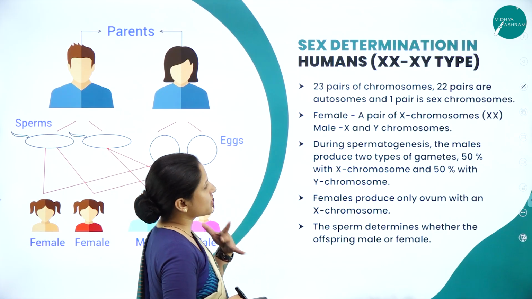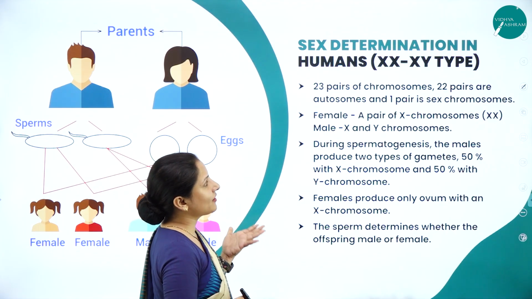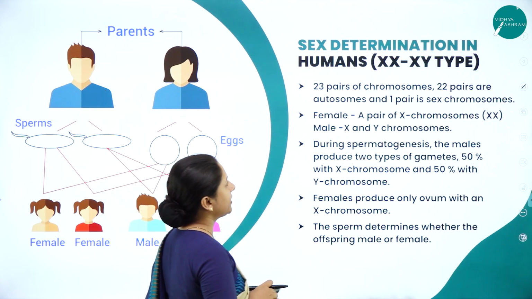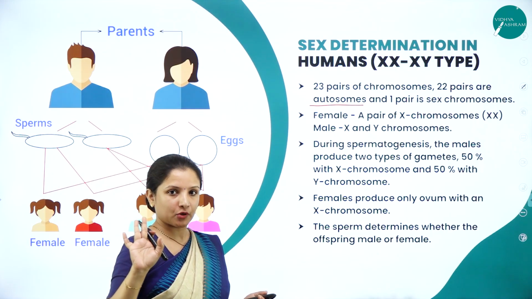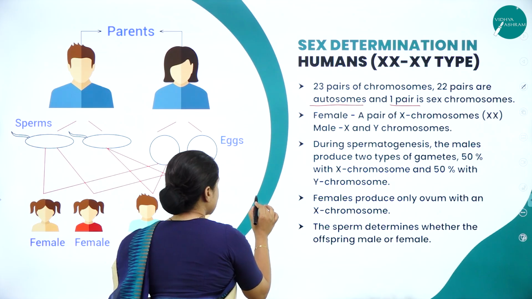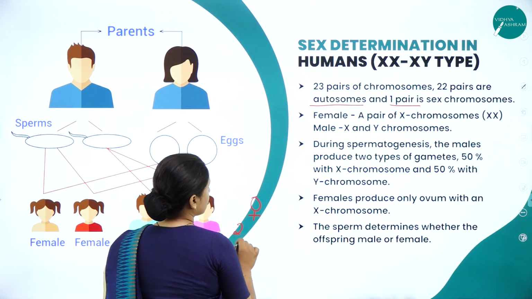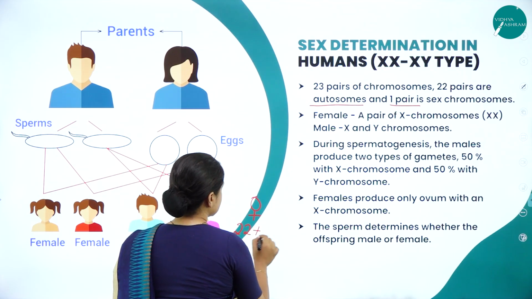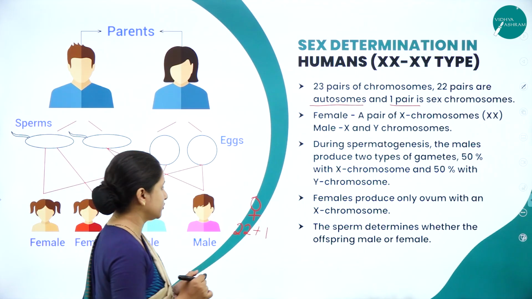So, sex determination in humans, how it is done, we will look into. In humans, we have 23 pairs of chromosomes, wherein 22 pairs are autosomes. Okay, 22 are autosomes. One pair is a sex chromosome. That is, in female, we have 22 plus 1, that is 23 pairs of chromosomes, right? 46 chromosomes.